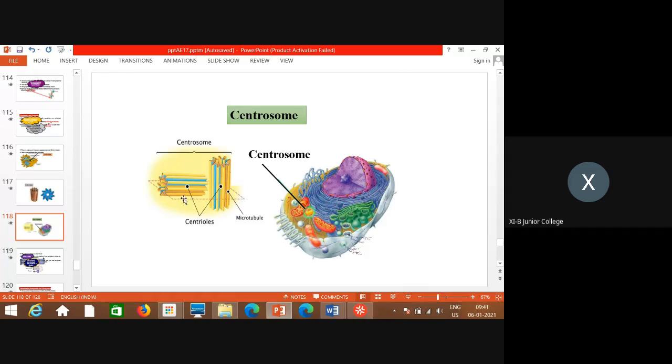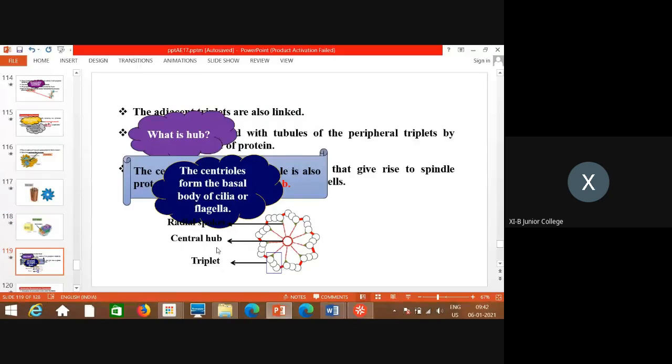Just now you studied that these are the centrioles, the central part, that is the centriole. These are the microtubules arranged in triplet form in the peripheral way, right? So this is the structure of the centrosome. The centrioles form the basal body of cilia or flagella, and that is what is called the hub.